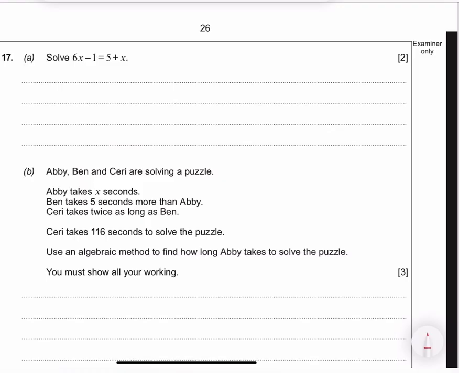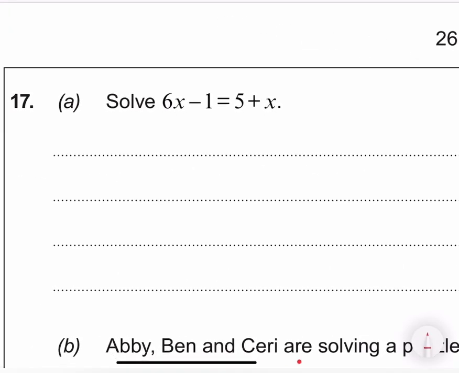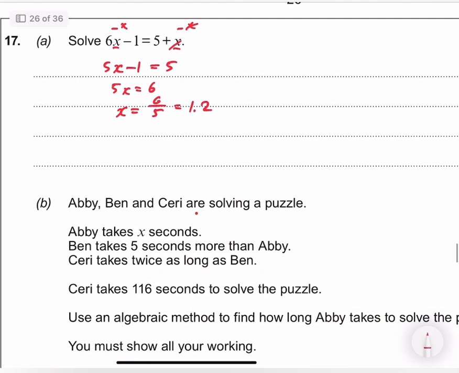Question 17. You need to solve an equation with 2 unknowns. So 6x minus 1 equals 5 plus x. So you need to subtract the smaller x from both sides, which is x. Simplify this equation, and you get 5x minus 1 equals 5. And then just apply reverse calculations and find x. So 5 plus 1 is 6, and then 6 divided by 5 will give you x. 6 over 5, you can keep it as a fraction, or divide 6 by 5, that is 1.2.